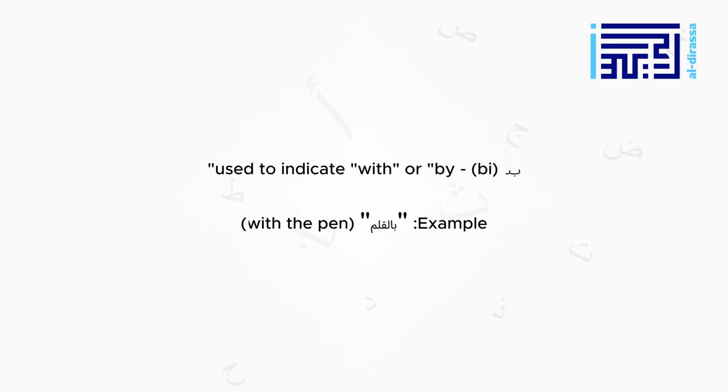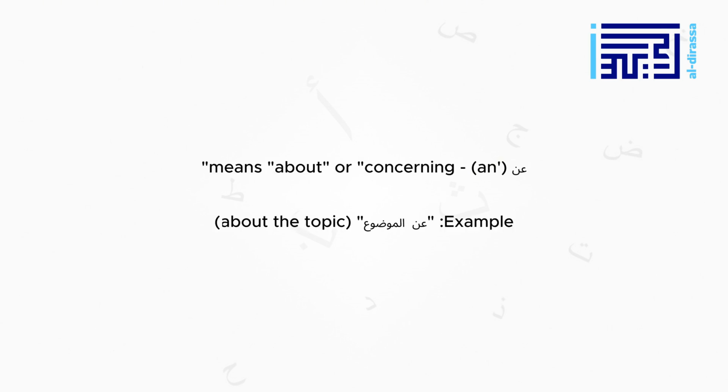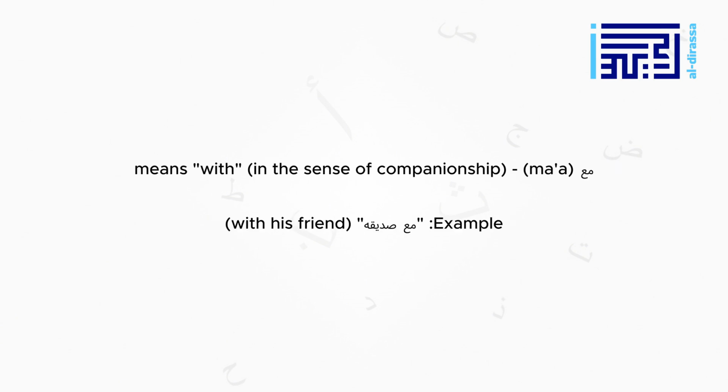Min means from. Example, min al-madina, from the city. Bi, used to indicate with or by. Example, bil qalam, with the pen. An means about or concerning. Example, an al-mawdu', about the topic. Ma'a means with, in the sense of companionship. Example, ma'a sadiqi, with his friend.